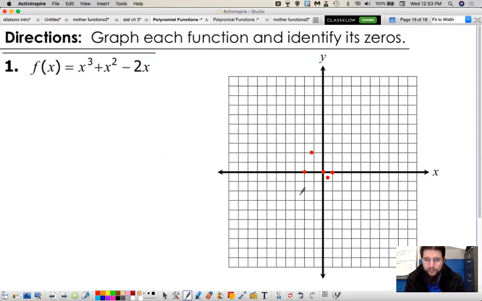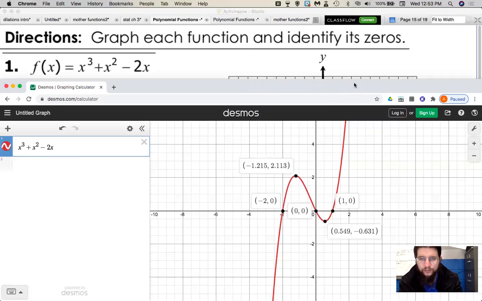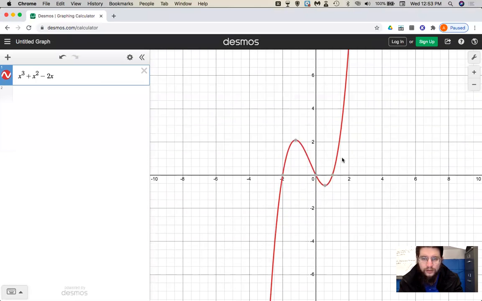Sketch it, doesn't need to be perfect. Something like that. Beautiful. So there's the graph. Now let's look back at Desmos. The zeros are the x-intercepts, so I just gotta click them. There they are: -2, 0, and 1. The intercepts themselves are the x values.